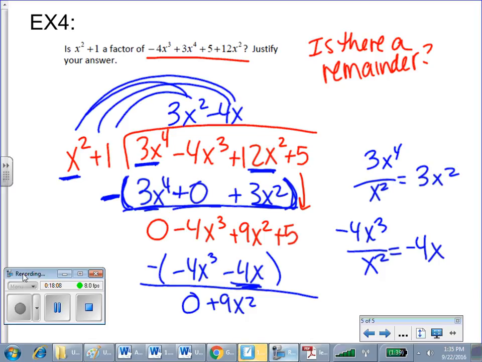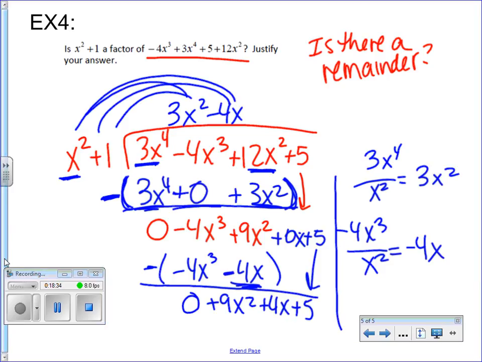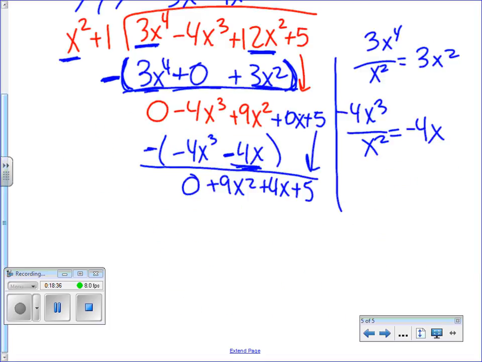Now I have to take care of this negative 4x. Technically, you can think that there's a plus 0x plus 5 here. Okay, so 0x minus negative 4x would become, because of these double negatives, positive 4x. And then I could bring the 5 down. This is a little confusing. This is why we're doing this example. That's why I wanted to do this. Okay, so let's keep going.